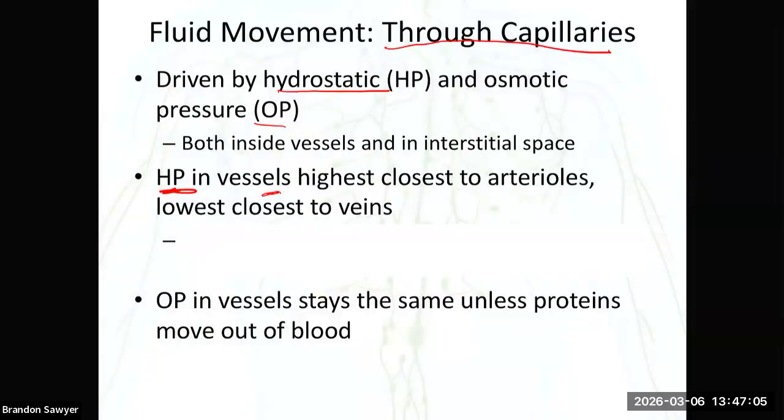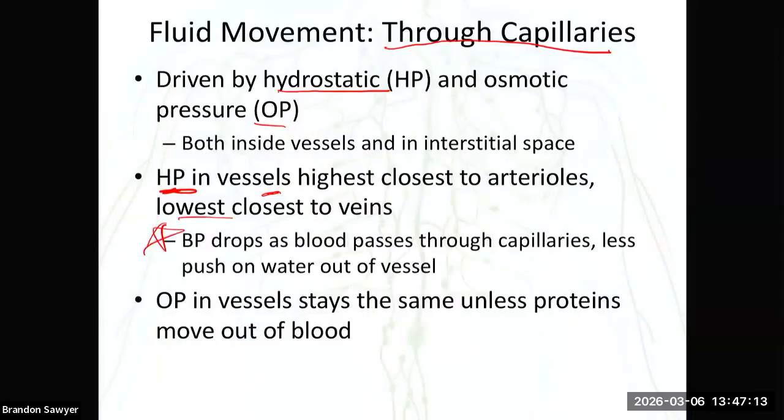And then as it passes through the capillary bed, that hydrostatic pressure is going to be dropping, okay? And so it's going to be lowest closest to the veins. So blood pressure drops as blood passes through the capillaries. And most of that is because water's leaving. Fluid is leaving as blood passes through our capillary beds.